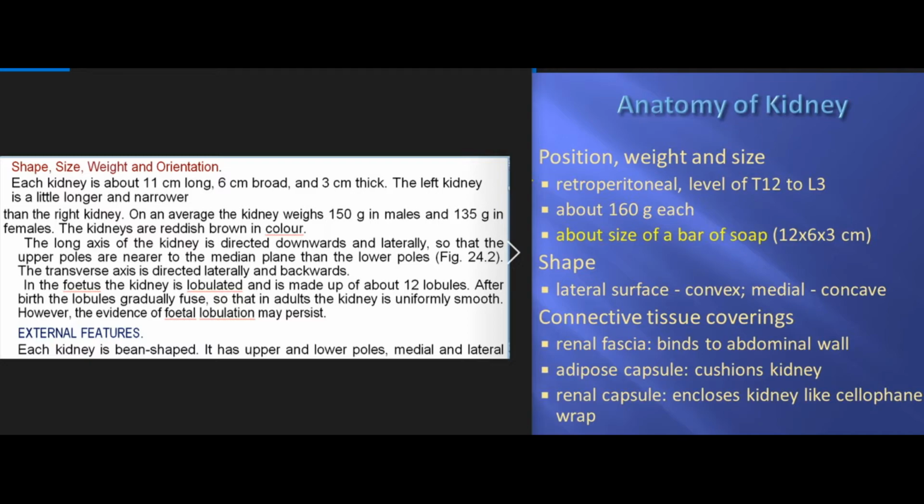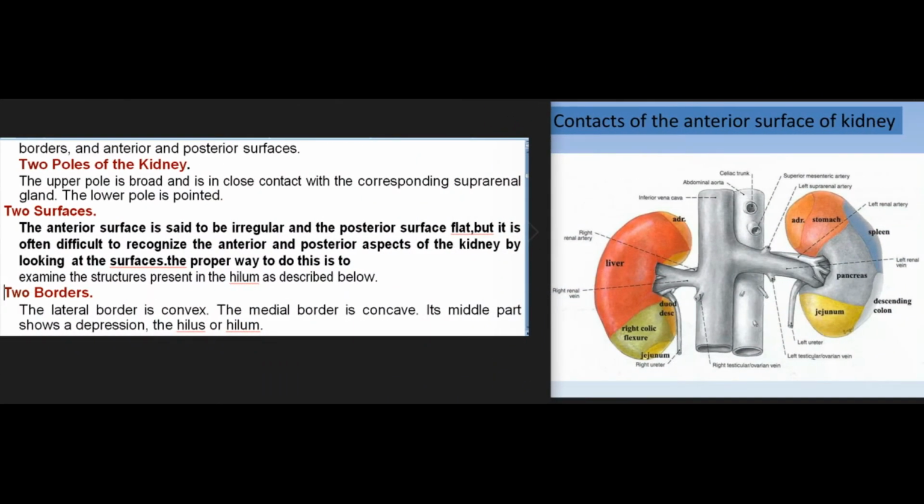External features. Each kidney is bean-shaped. It has upper and lower poles, medial and lateral borders, and anterior and posterior surfaces. Two poles of the kidney. The upper pole is broad and is in close contact with the corresponding suprarenal gland. The lower pole is pointed.